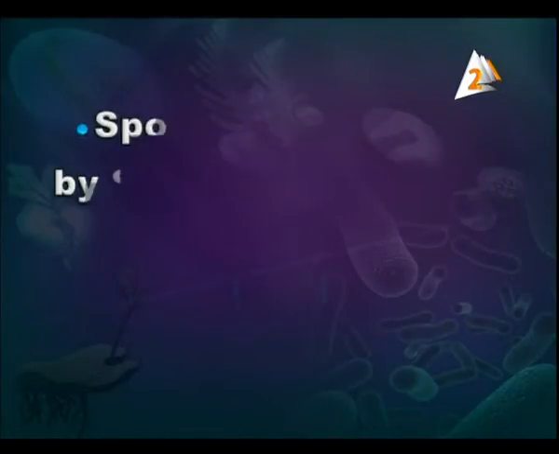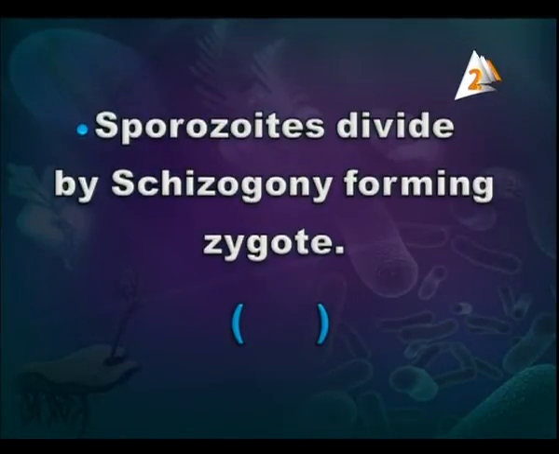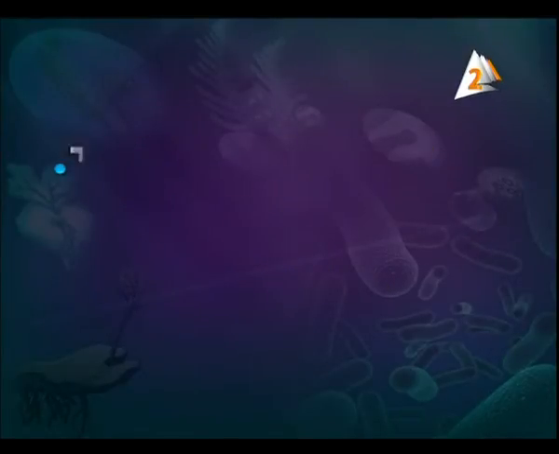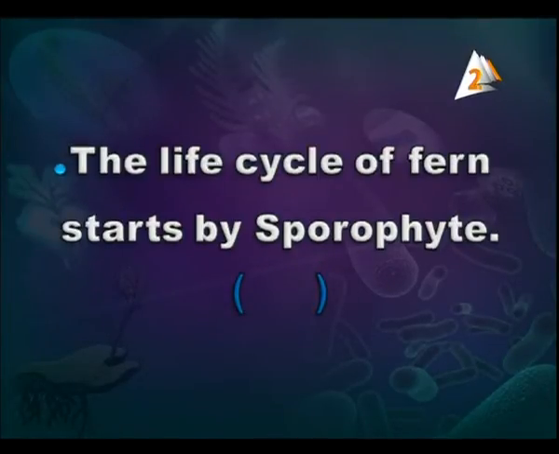Number 3, the sporozoites divide by schizogony forming zygote. Wrong. The sporozoites divide by schizogony, forming merozoites. Number 4. The life cycle of fern starts by sporophyte. Correct. Yes, the sporophyte, it is a correct one. The life cycle starts by a sporophyte.